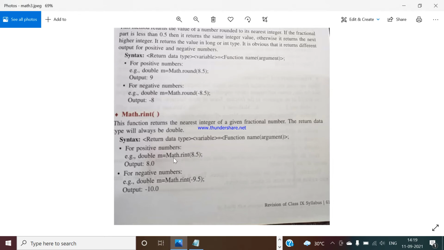So, if we are using Math.rint for 8.5, what output does it display? 8. But if you do this for the negative number, what does it show here? It shows 10.